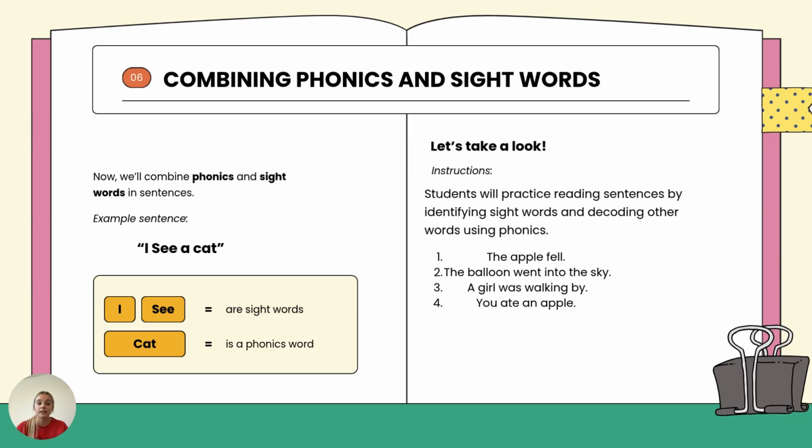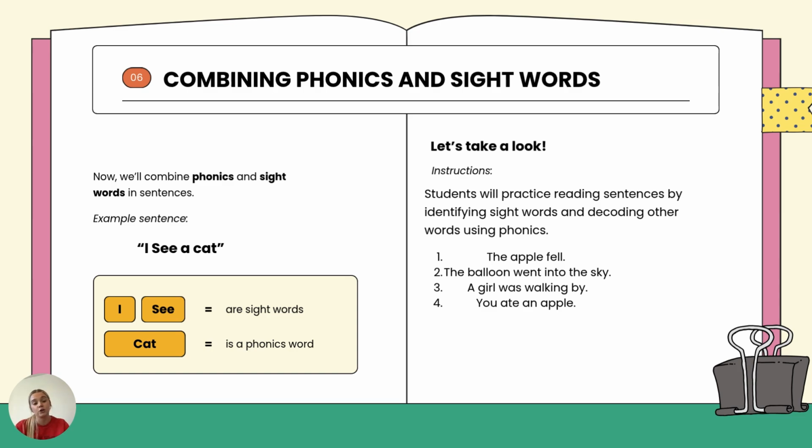So now we're going to combine phonics and sight words, and we're going to use them in sentences. So my example was, I see a cat. I and see are sight words, and cat was one of our phonics words. So now we're going to practice reading sentences and identifying sight words and decoding other words using phonics. The first sentence is, the apple fell. Can you tell me what the sight word is? The, great job. And can you tell me what apple is? Phonics. Great job.